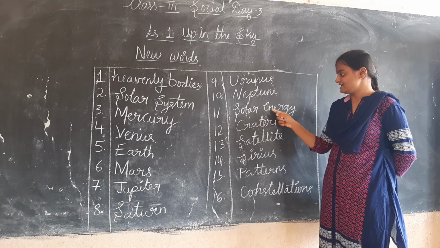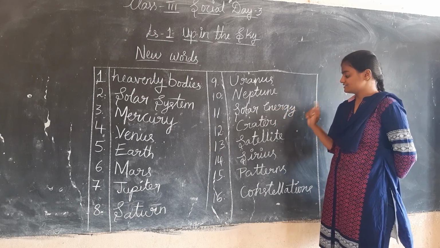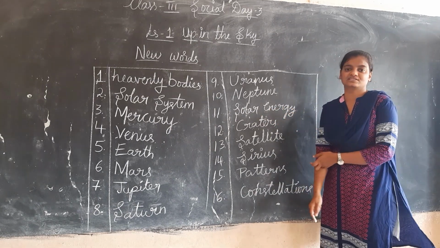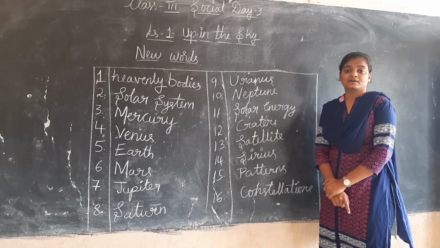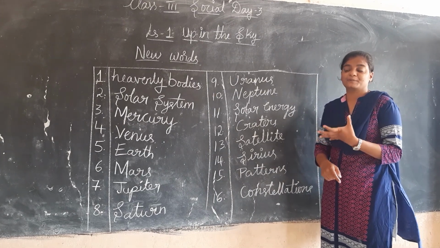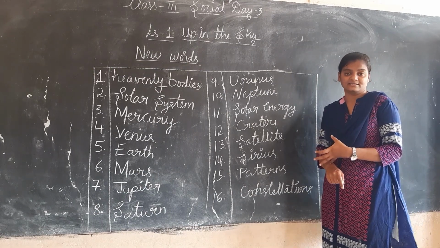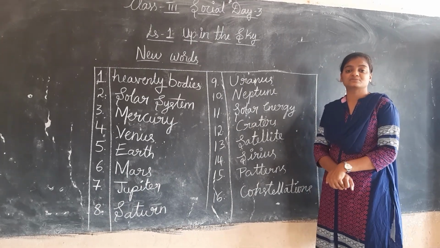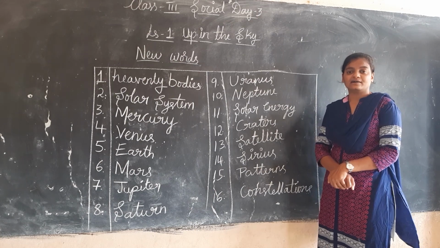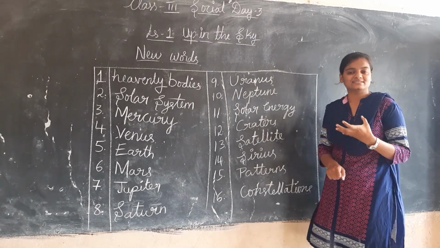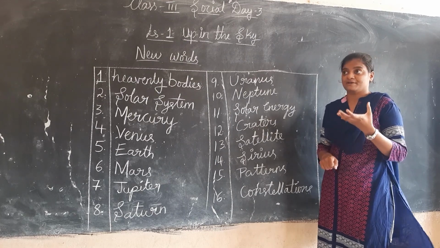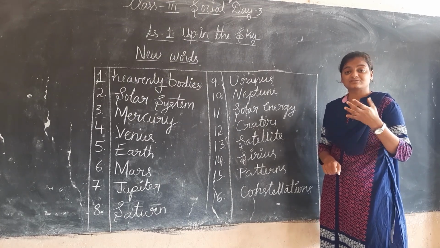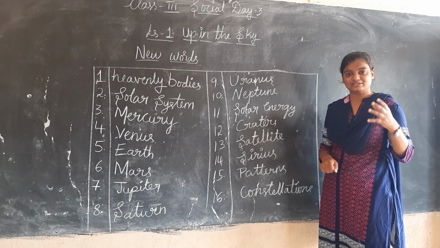Solar energy. S-O-L-A-R, solar, E-N-E-R-G-Y, energy. What is solar energy, children? Solar energy is the energy which is produced by the sun's heat. The heat produced from the sun will be absorbed by the solar panels. We have some solar panels, and these panels absorb the heat of the sun.